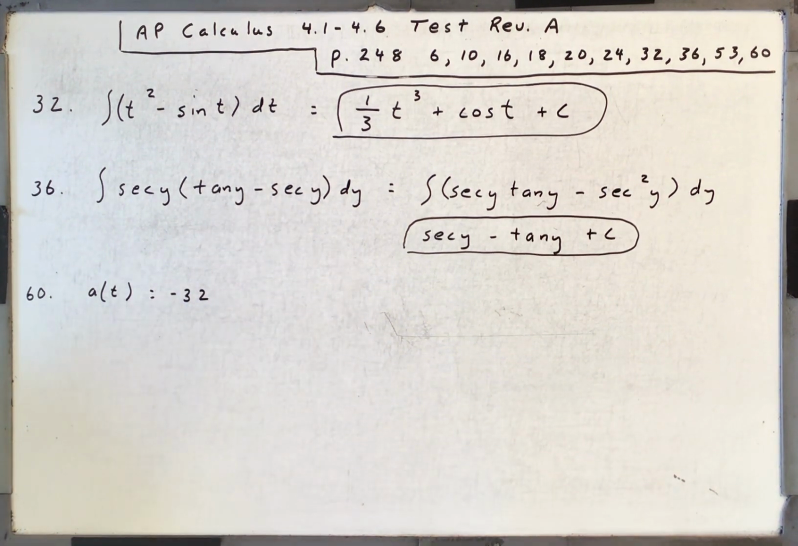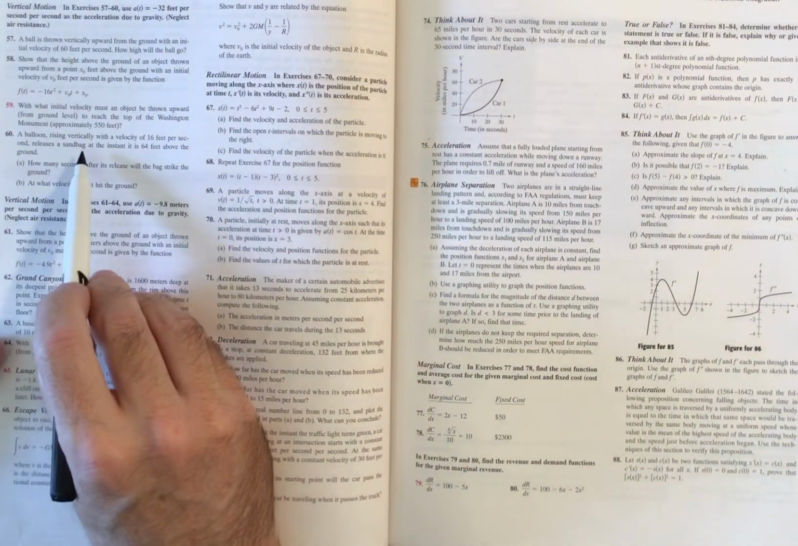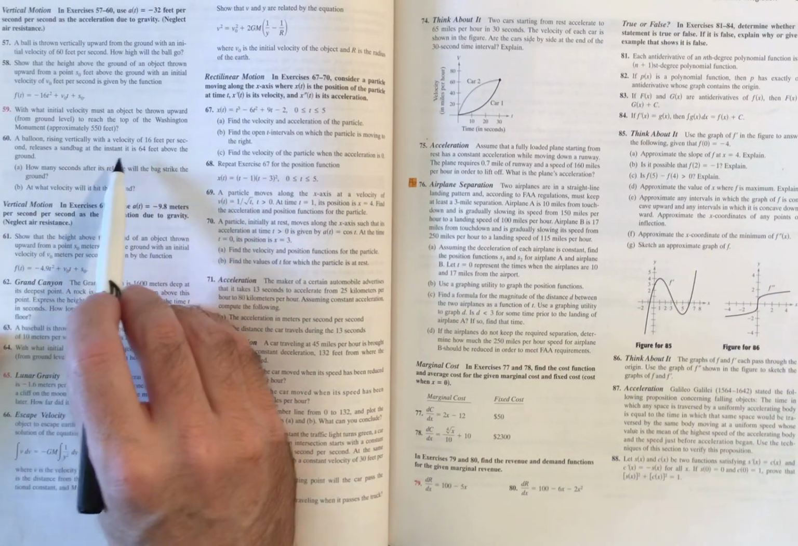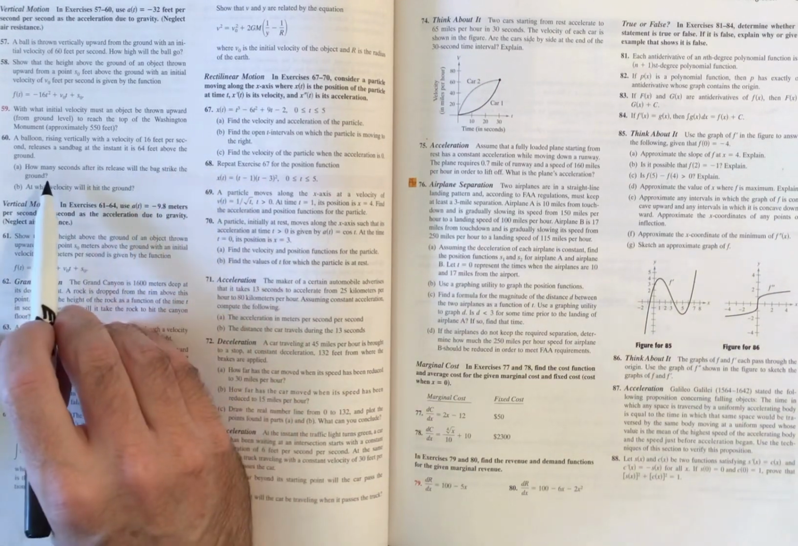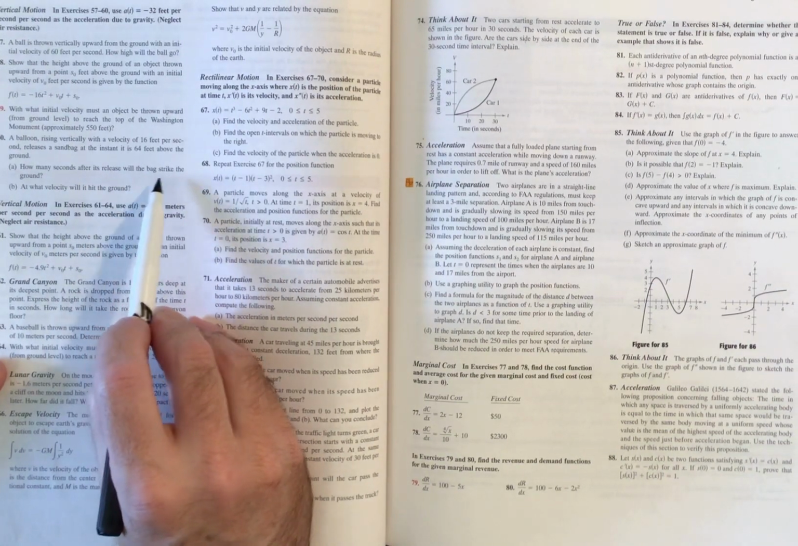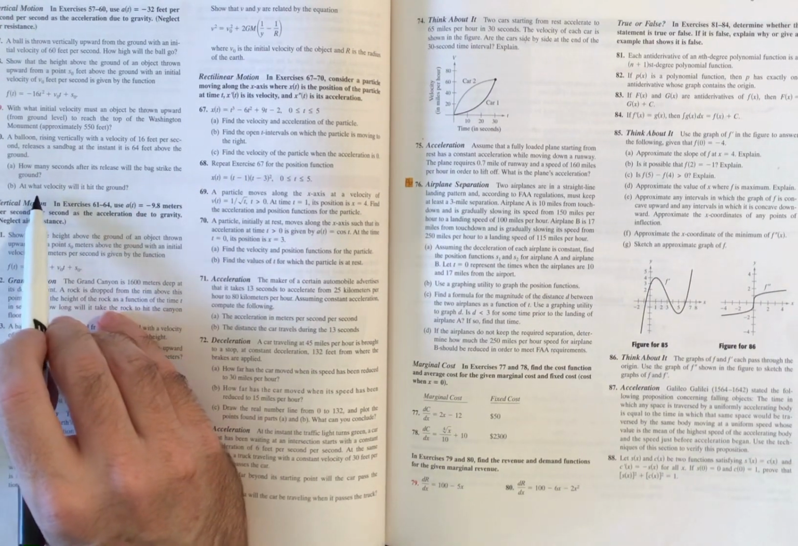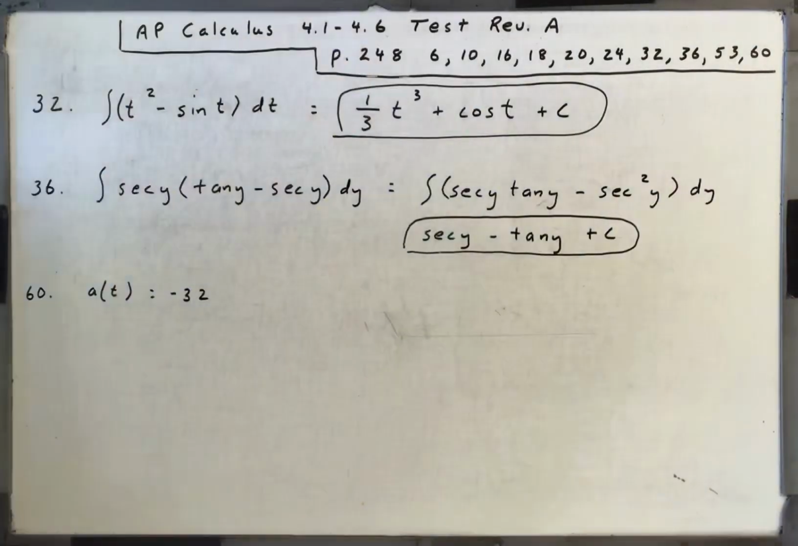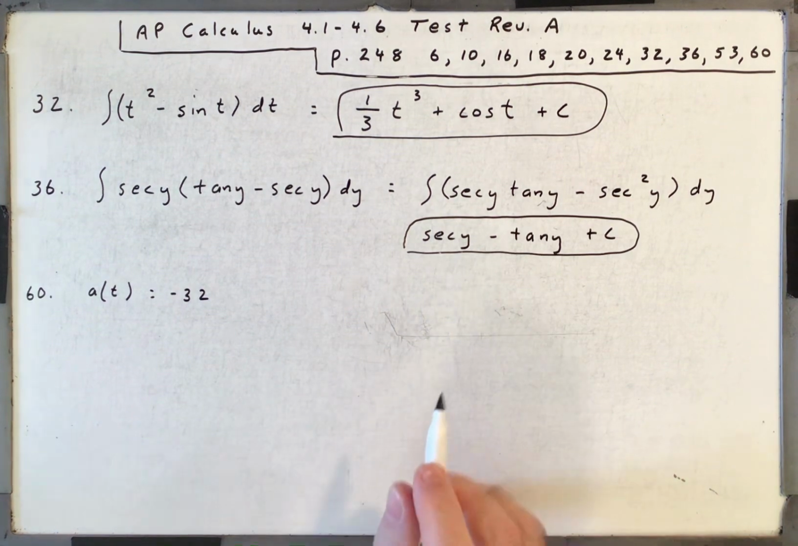And just reading through it, it says a balloon rising vertically with a velocity of 16 feet per second releases a sandbag at the instant it is 64 feet above the ground. How many seconds after its release will the bag strike the ground, and at what velocity will it hit the ground? Okay, we need to get our 3 equations here.